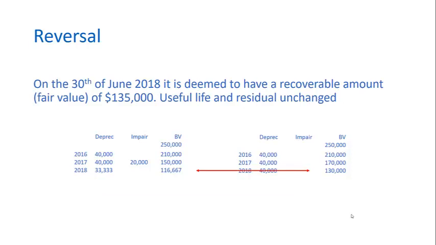So in this particular case, what we'd see is that we'd recognise an asset impairment reversal, so we'd recognise a negative expense, so a credit to the impairment expense of $13,333, and we'd recognise a reduction in the accumulated impairment of $13,333.